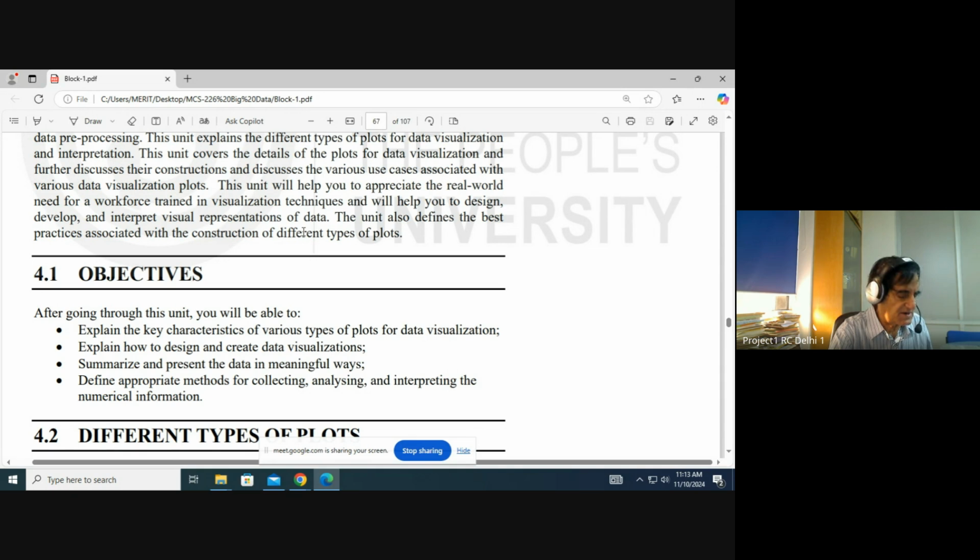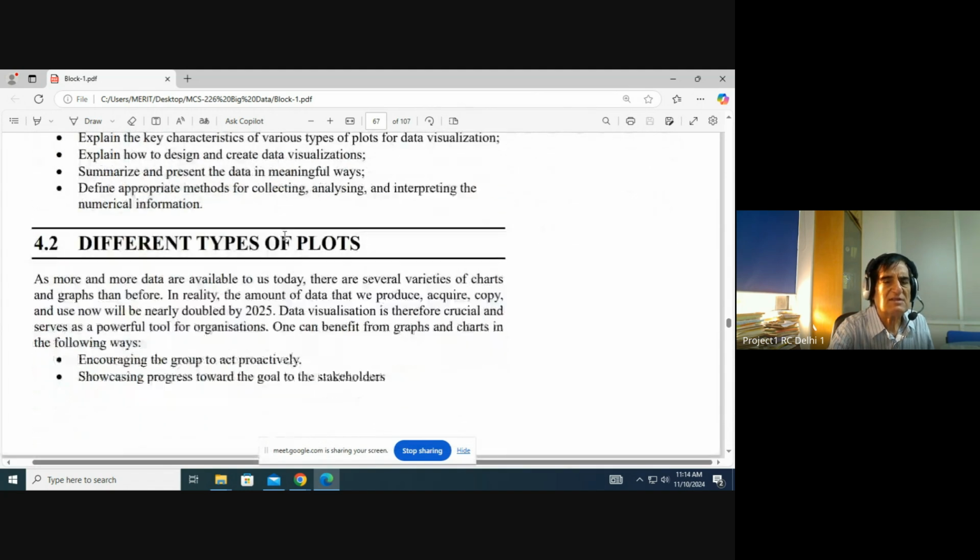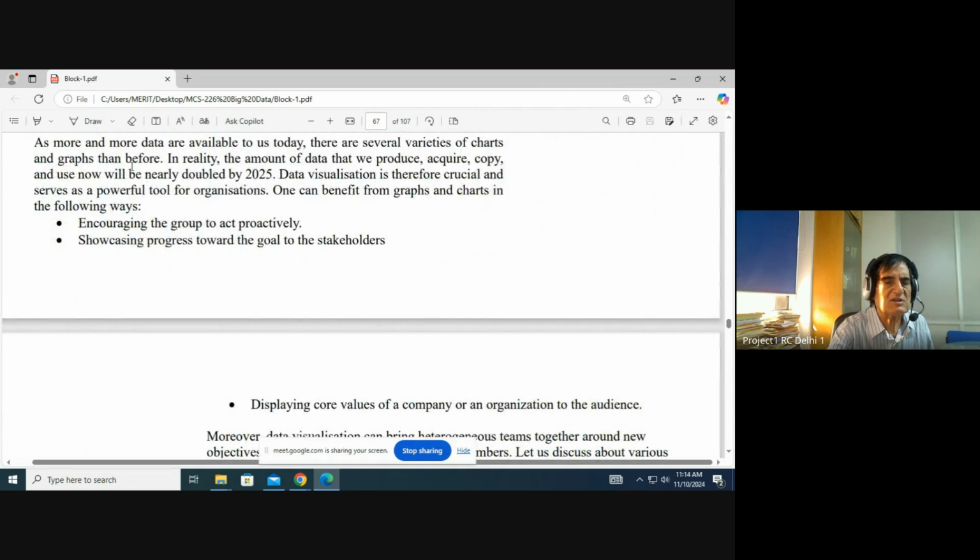So visual representation, so that supposing you have a monthly salary and then you have overtime, you have bonus, and all that, you produce either histogram or bar chart or pie chart. How many men and women are there? You can prepare by pie chart. How many different parties people are there? You can plot. So all these are things we do. So let us study the different types of plot. This encourages the group to act proactively, showcasing progress towards the goal to the stakeholder.